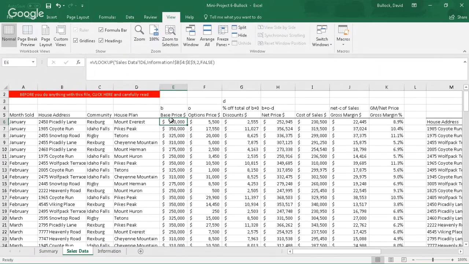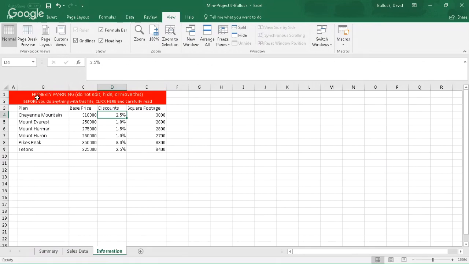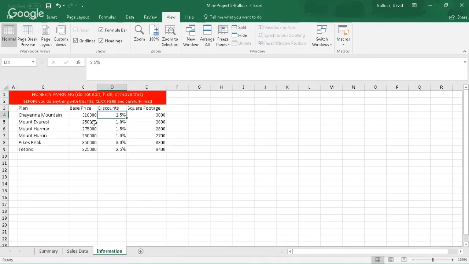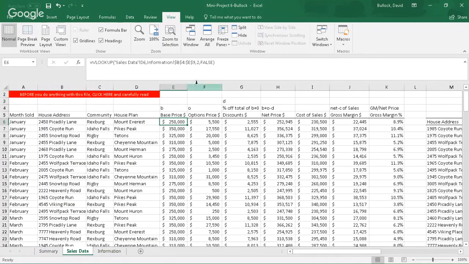And then I referred to the data on the information sheet. That was my data. And then I anchored that, so that wouldn't move as I moved down. And I said number 2 for the base price. So 1, 2, second column, right? And then I put false like it told us, or else you get looking all over the place if you say true or don't leave anything. So then I copied that on down, and that pulled in all the base prices.